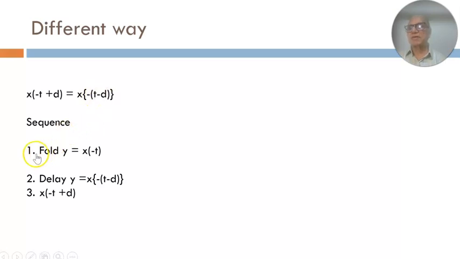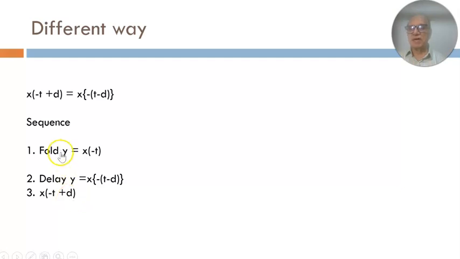So the sequence in this case is first fold y. Fold y is the same as taking time inverse. So y is equal to x of minus t, and now delay y by d. So delay y, so x of minus, and now this t becomes t minus d. Understand that if you open this bracket now, you are getting the same signal as in the previous slide that I have shown, that is x of (minus t plus d).